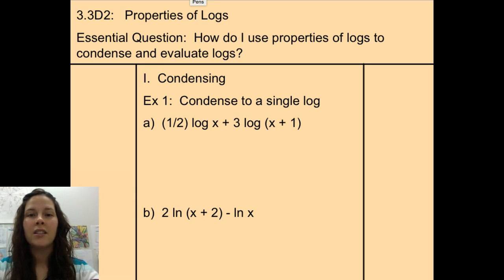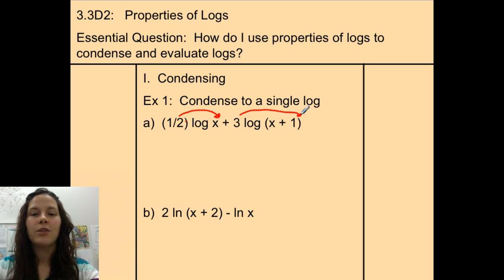When you're condensing logs, the first thing you want to look for is multiplication, and you'll turn that multiplication into a power on what you're taking the log of. Both of our log expressions have multiplication, so we'll turn both of those into a power first. So we've got log of x to the 1/2 plus log of x plus 1 cubed.